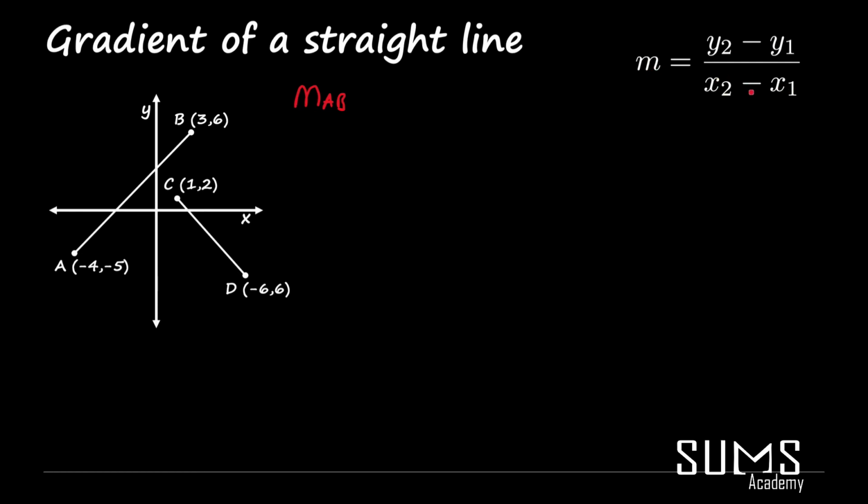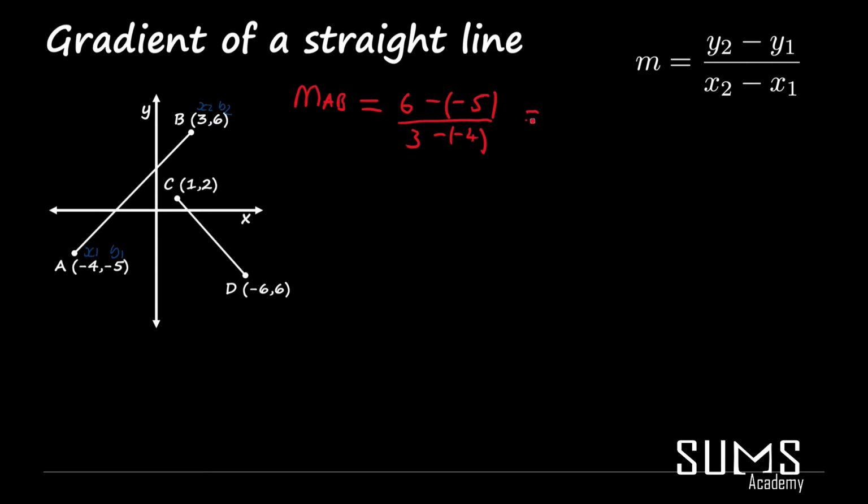over x2 minus x1. So for this point, we'll label the coordinates. So this is x1, and that's y1, and that's x2 and y2. So this just makes it easier for me to keep track of everything. So y2 is 6 and y1 is minus 5, so it's minus 5, in brackets to make it a bit clearer. And then x2 is 3 and x1 is minus 4, so minus 4.